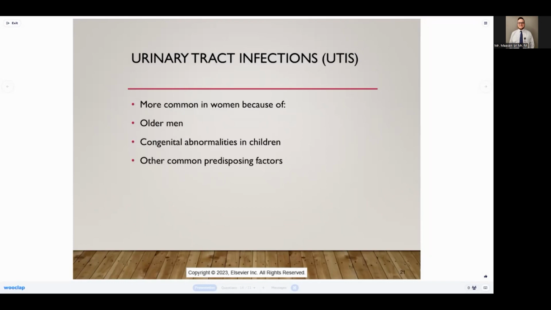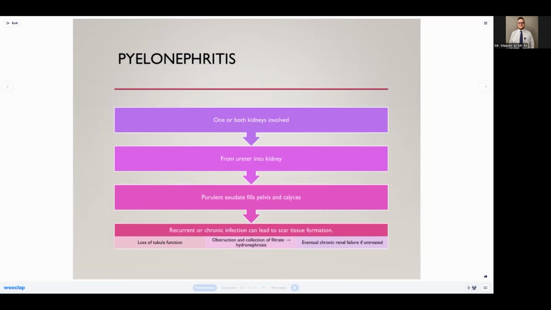Any abnormalities in the urethra and anatomy for children will be more common to cause it. And then other predisposing factors make them more prone to infection.